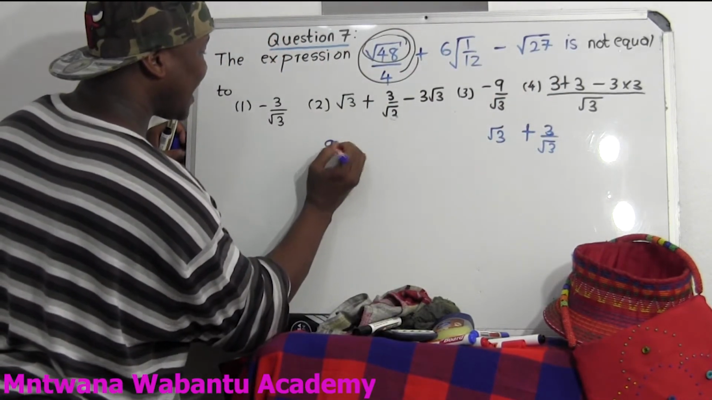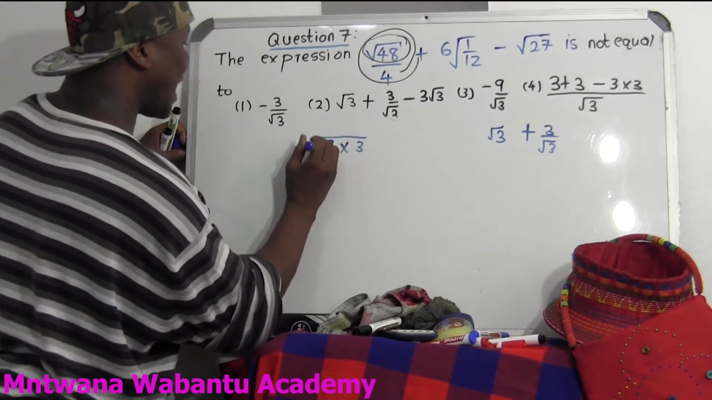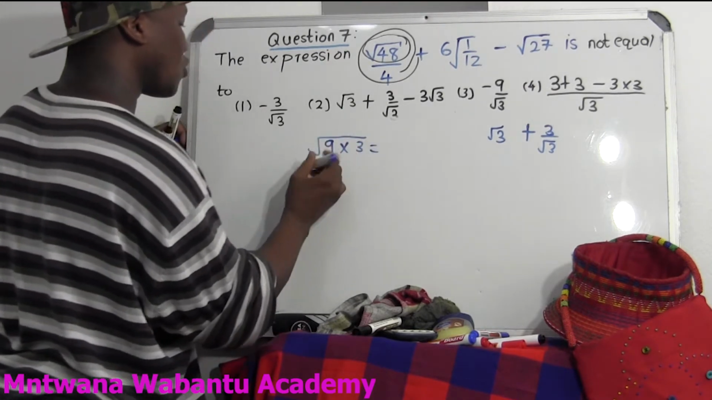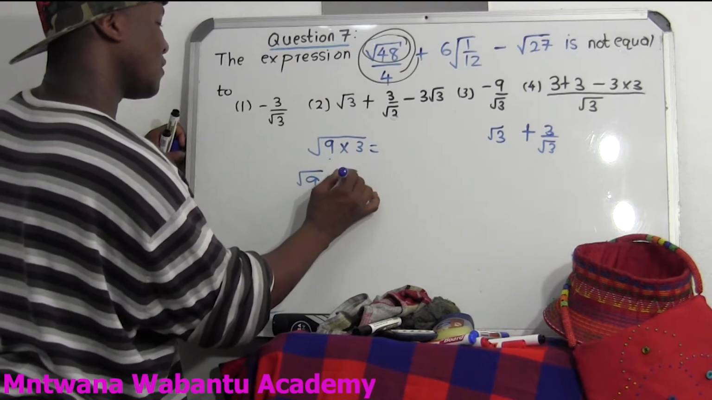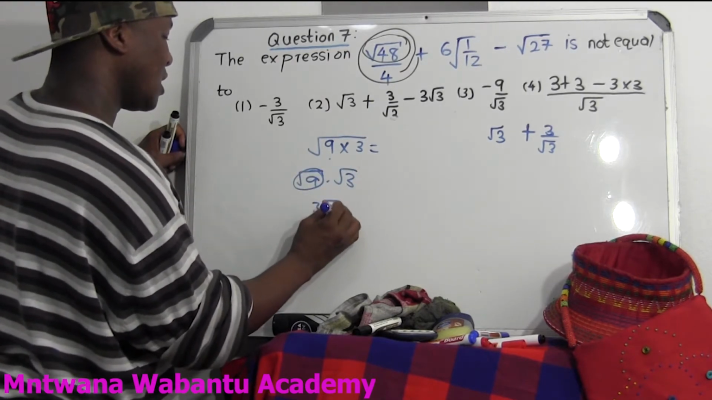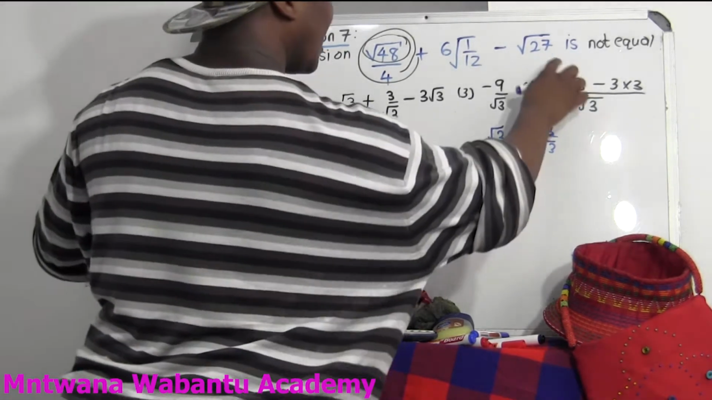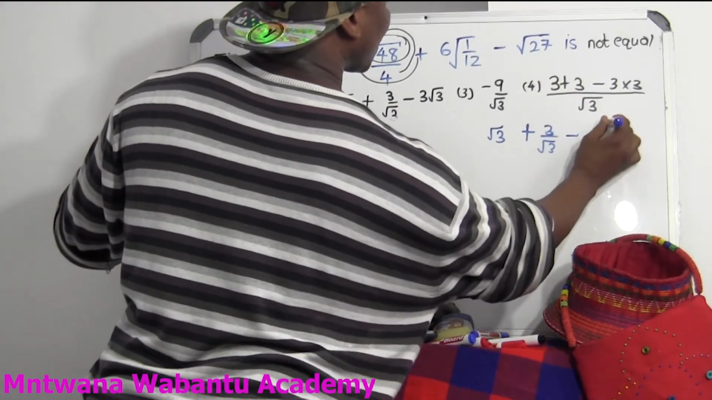So the 7 is like 9 times 3, because this alone, 9, is going to give me something. So say square root of 9, square root of 3. Square root of 9 equals 3. And then we have a square root of 3. So here I'm going to say minus 3 square root of 3.